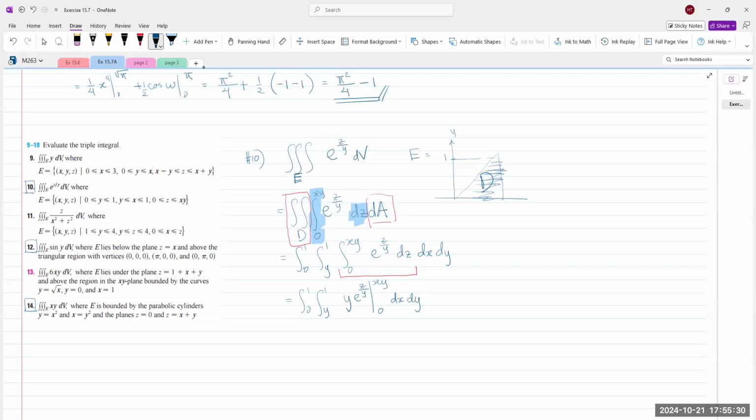I wonder if you can follow me. Yeah, do the u substitution. u equals z over y, so du equals 1 over y dz, right? So in other words, y du will substitute dz.